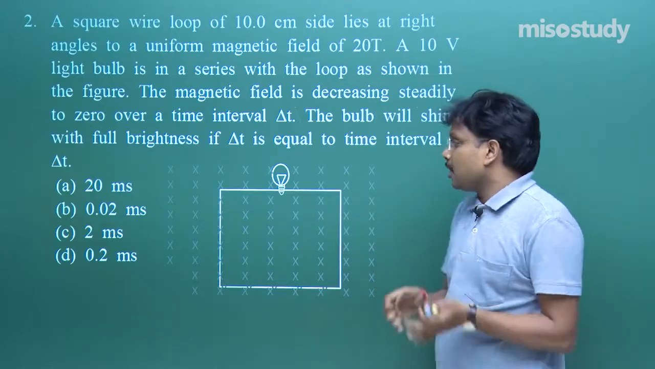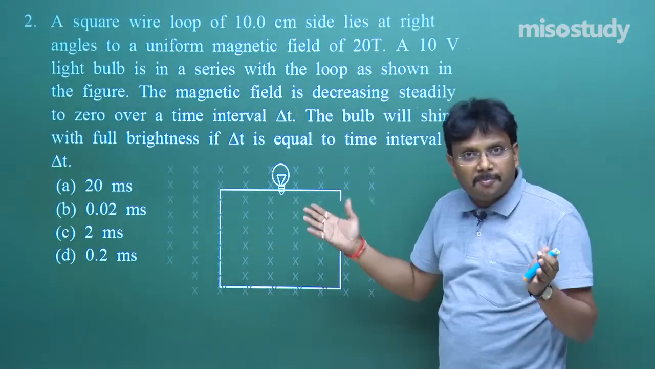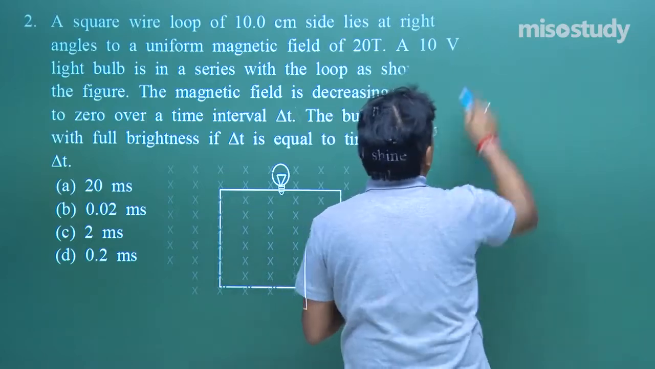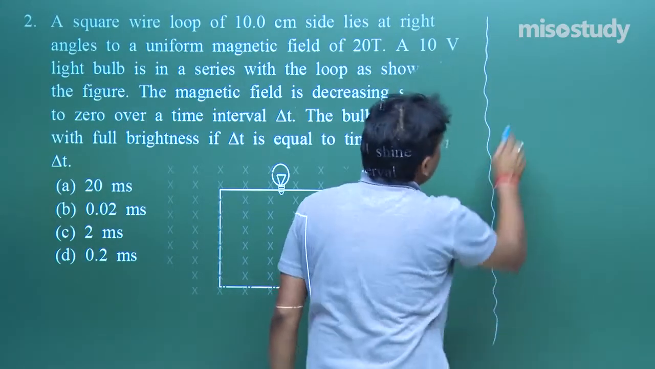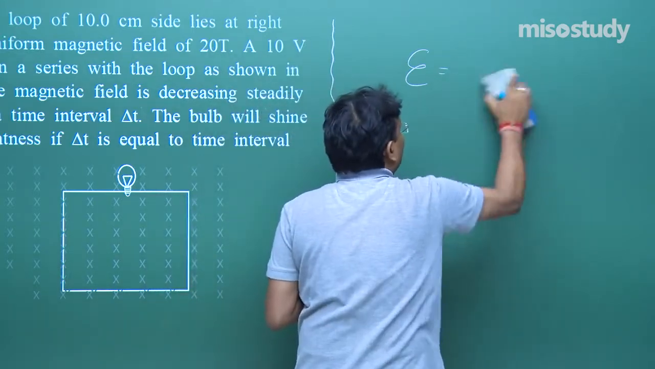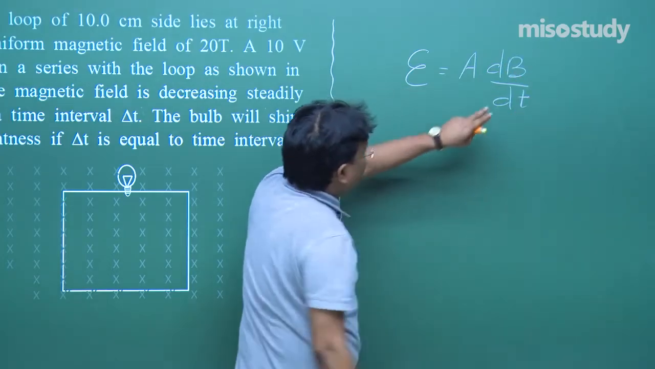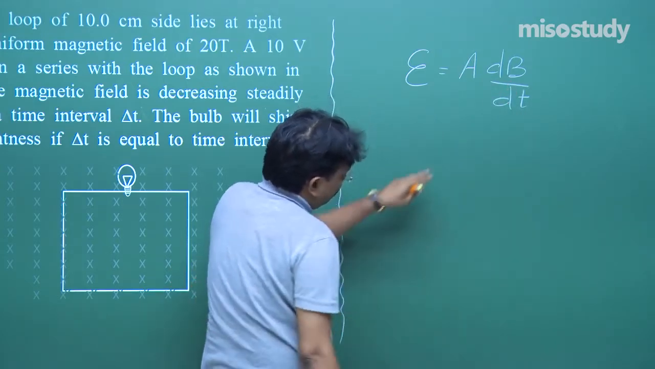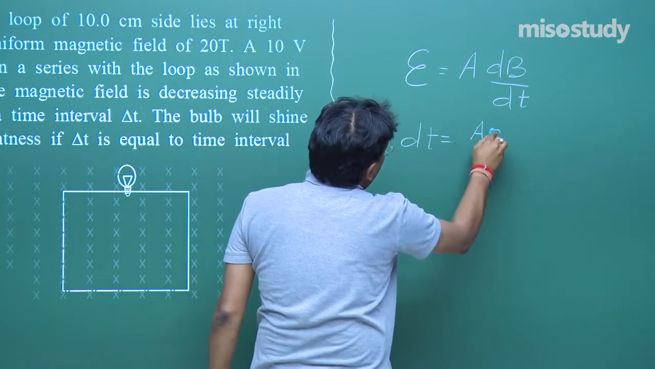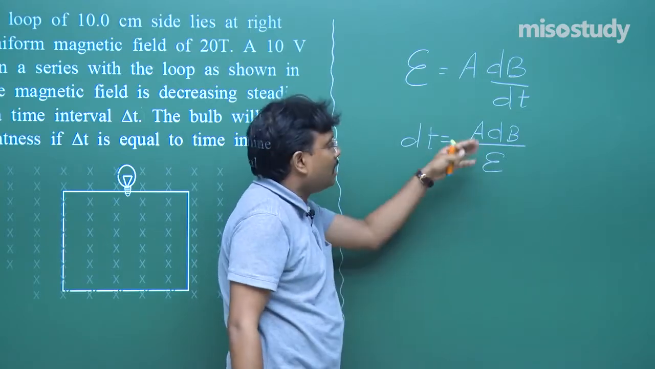That is exactly your problem. This particular question is nothing but based upon the formula which I explained just 2 minutes back for the first question. So let me write all these formulae once again for the solution of this problem. It is A dB by dt. Who is changing with respect to time? This B is changing. So what I can write is that dt is equal to A dB upon, no problem, simple, you have to find out delta t. All other values are given.